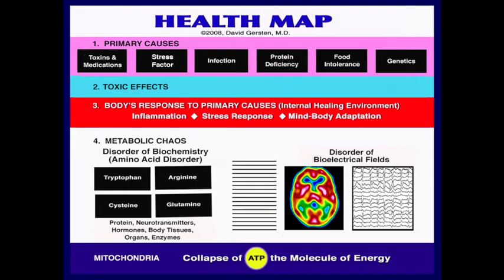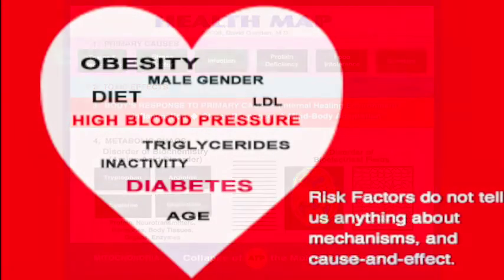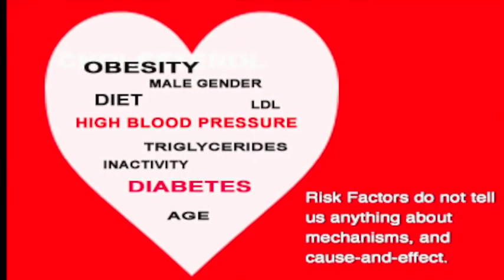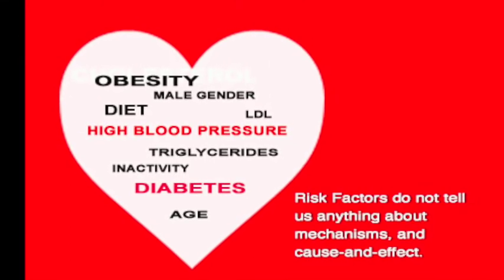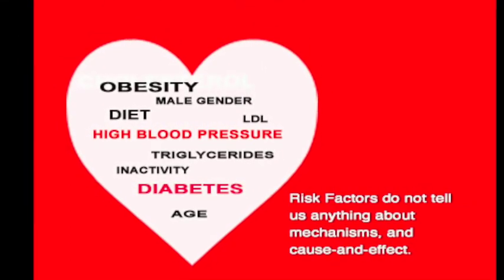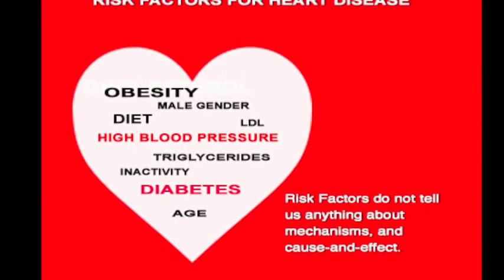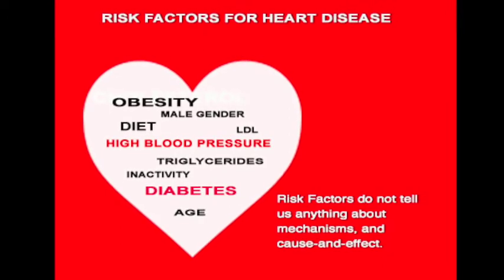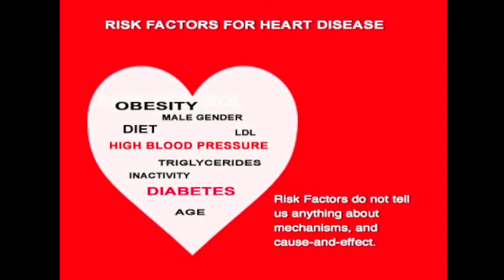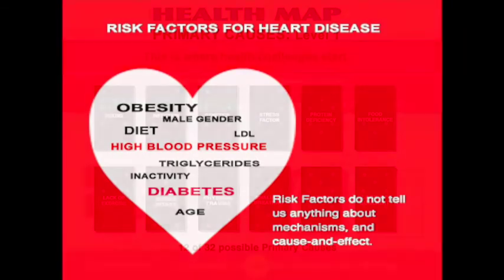I spent most of 2006 developing a 4-step health map, a cause and effect model that helps explain all chronic illness with the exception of structural musculoskeletal issues. Medicine has tried to understand illness through risk factors. The American Heart Association lists 12 risk factors for heart disease, and they include age, LDL and HDL cholesterol, triglycerides, high blood pressure, obesity, and diabetes. Risk factors are important, but they don't tell us anything about cause and effect mechanisms.